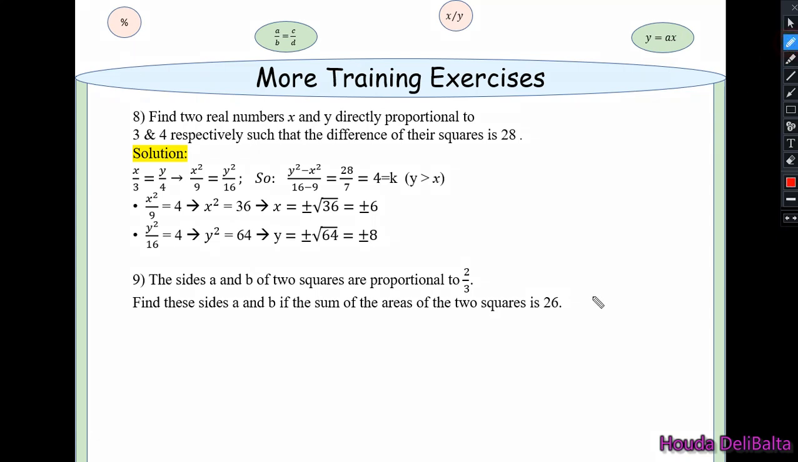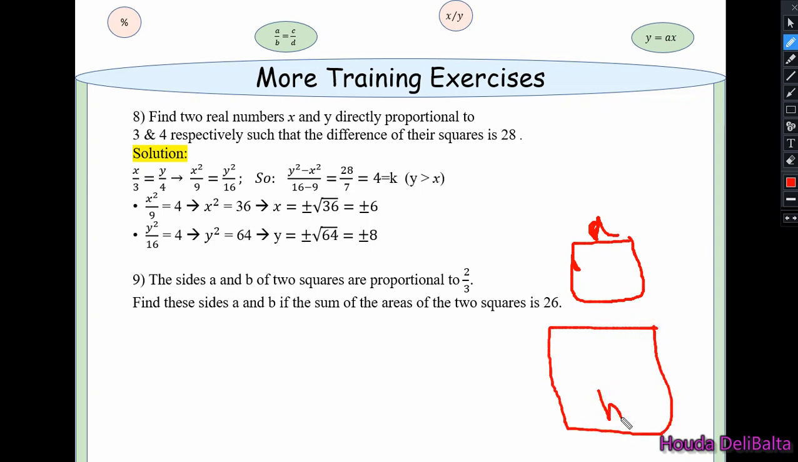So if I have a square of side a and a bigger square of side b, as you see here, then what's the area of this? It is a squared. What's the area of this, which is of side b? Its area is b squared. Then we are going again to deal with squares because I'm talking about the sum of the areas of these two squares. So let's continue.